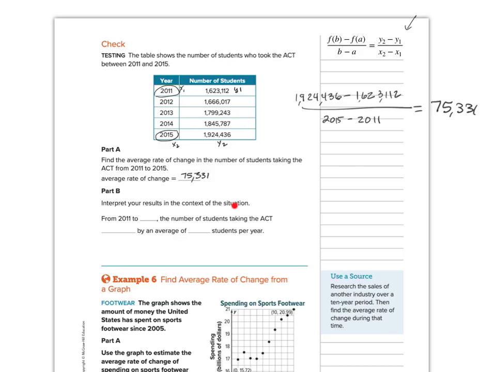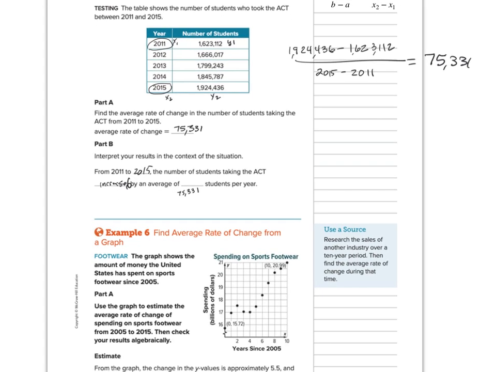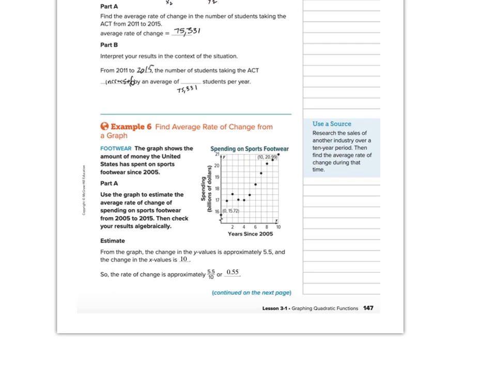So interpreting that in the context of the situation from 2011 to 2015, the number of students taking the ACT increased by an average of 75,331 students per year. Okay, so that's the interpretation of it.